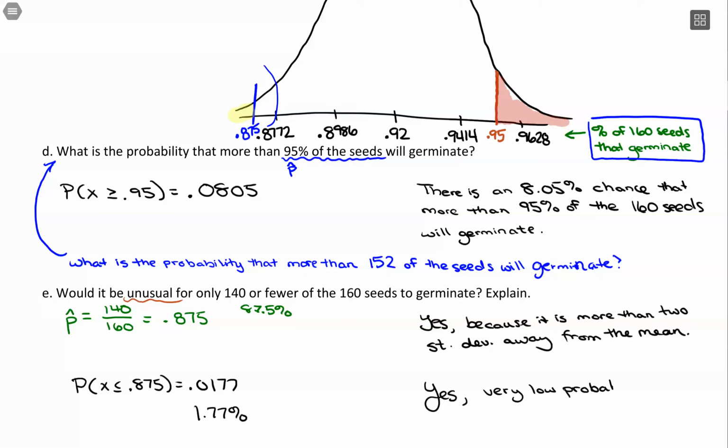Or you can make a sentence describing that probability, and because it's low would make it unusual. So those are the types of questions we can answer with our sampling distribution of proportions.